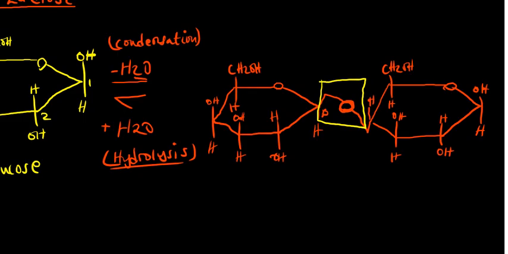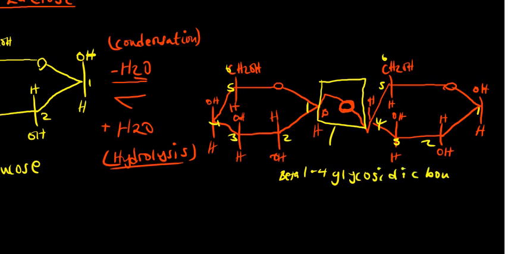So we have carbon 1, carbon 2, carbon 3, carbon 4. And we have carbon 1 here, carbon 2, carbon 3, carbon 4, 5, 6. Yeah, so let's also include the number 5 and number 6 here. So as you can see, this is 1, this is beta, we have to include the beta. 1 4 glycosidic bond, beta 1 4 glycosidic bond for the formation of lactose.